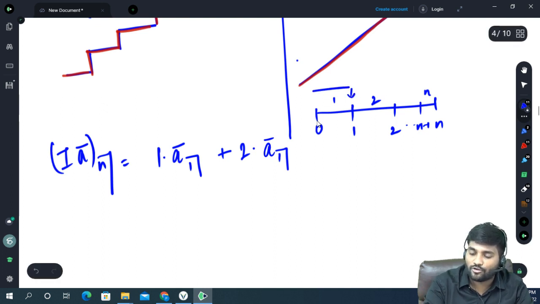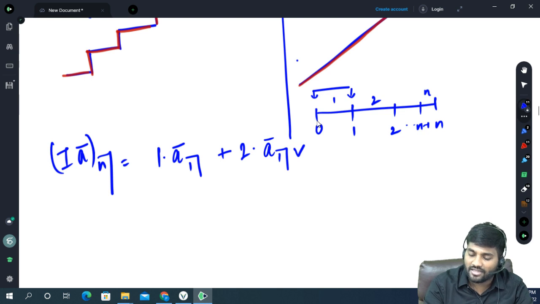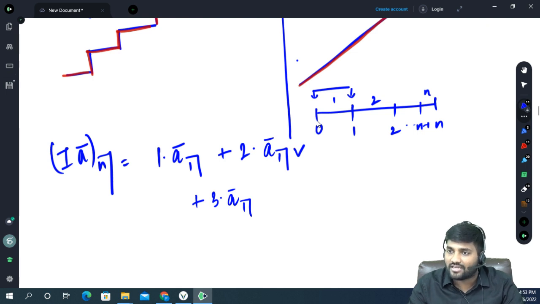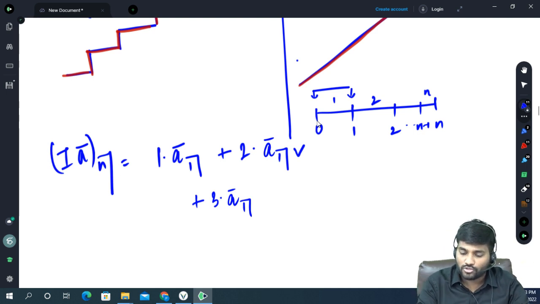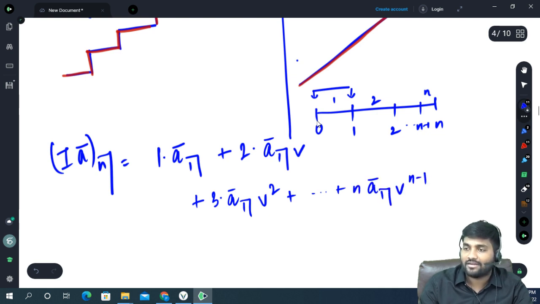And from here, we need to pull it back to time 0. So that is why into v also. For the third year, it will be 3 into A bar 1. But when we do 3 A bar 1 for the third year, the payment is standing at time 2. And from 2, we need to bring it to time 0. So again, v square plus and so on, plus n A bar 1 v to the power n minus 1.